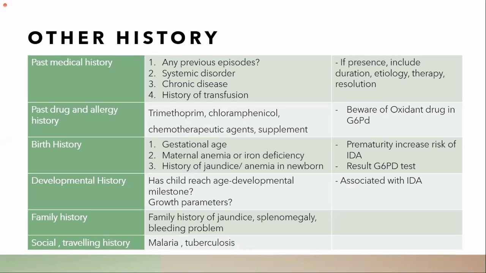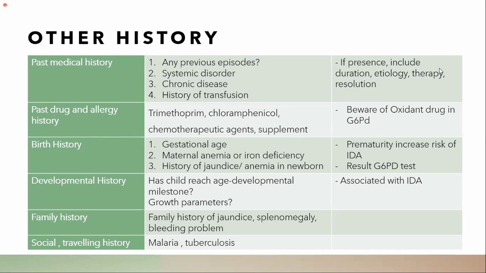Okay, so other history. For past medical history, we want to know any previous episodes of anemia. If that's what happened, we have to know what is the diagnosis during that time, the duration, and also the therapy that the child had. And also any systemic disorders such as autoimmune, chronic diseases, and also history of transfusion. Also ask about the past drug and allergic history, such as in G6PD, we want to be aware of any oxidant drugs, or any cytotoxic or chemotherapeutic agents, and also any supplements.